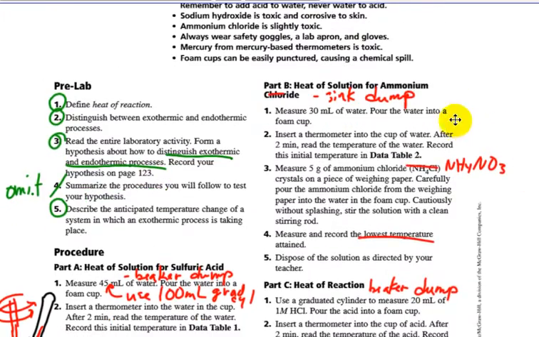Part B, heated solution of ammonium chloride. In our case, we're using ammonium nitrate. This you should be able to just dump down the sink after. Measure 30 mL of water. Pour the water in the cup. Insert the thermometer again. Look at the temperature after 2 minutes.